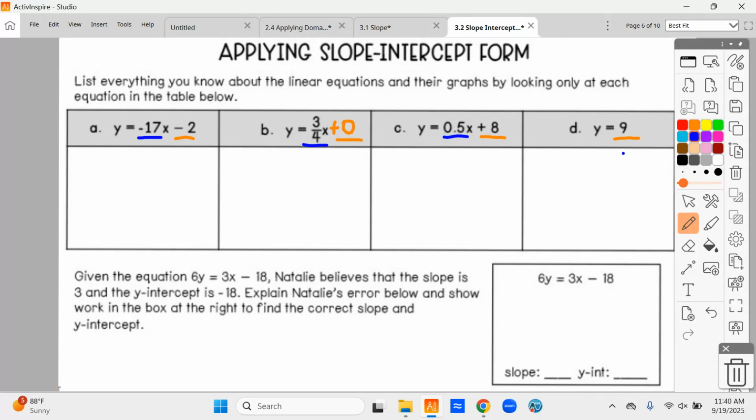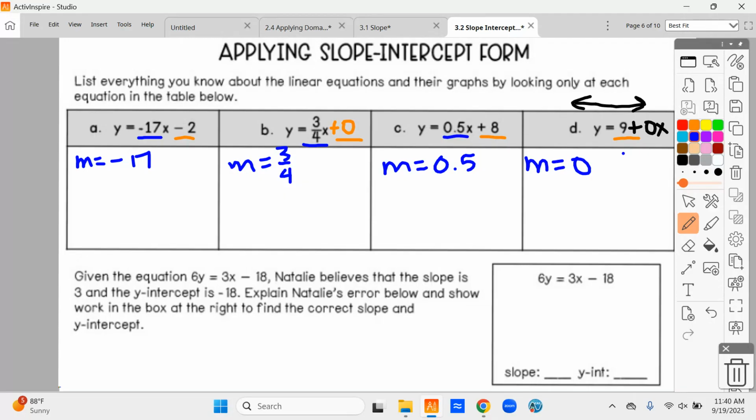So I'm going to say m equals, my slope is negative 17. My slope is 3/4. My slope equals 0.5. And here, I don't have a slope, so I could include a plus 0x, and that means I have a horizontal line. So I would do slope equals 0. And then my y-intercepts, b equals -2, b equals 0, b equals 8, and b equals 9.